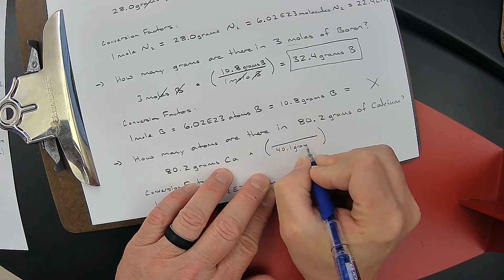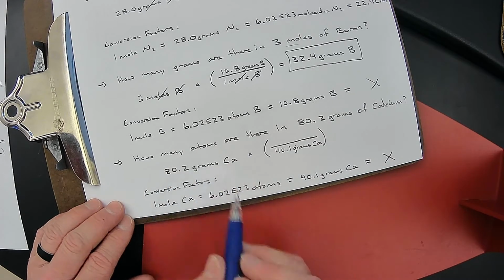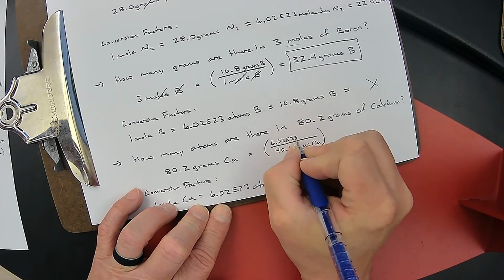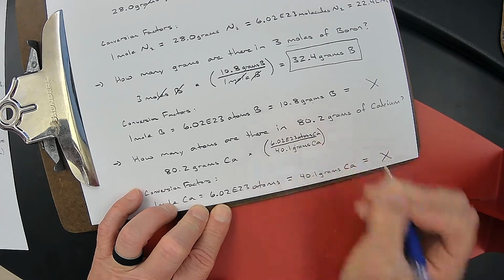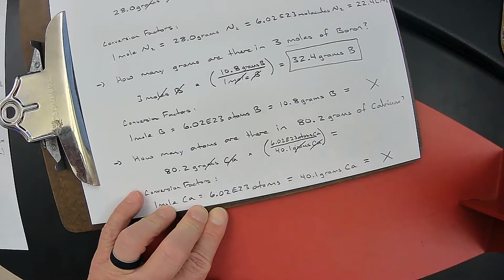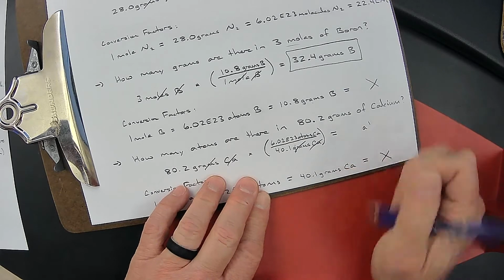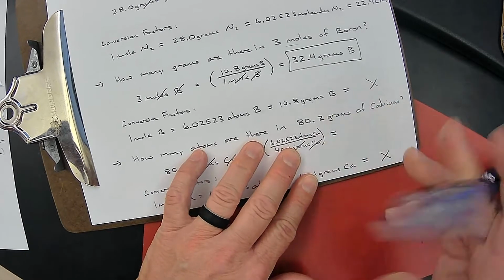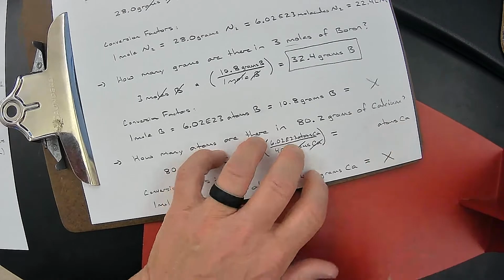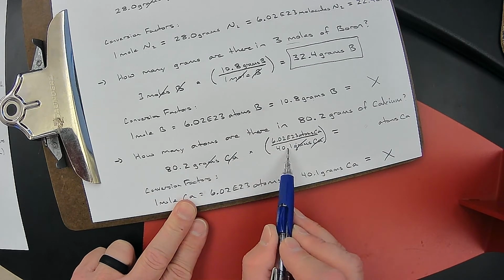So I put 40.1 grams of calcium. And then on the top, how do I know? Because it's asking for atoms, I want to put the atoms. 6.02 e to the 23rd atoms of calcium. Now, the grams should cross out with the grams, and the calcium should cross out with the calcium. So my answer is only going to be in atoms of calcium, because those are the units that are left. So now I look here and I see 80.2 on the top and 40.1 on the bottom.